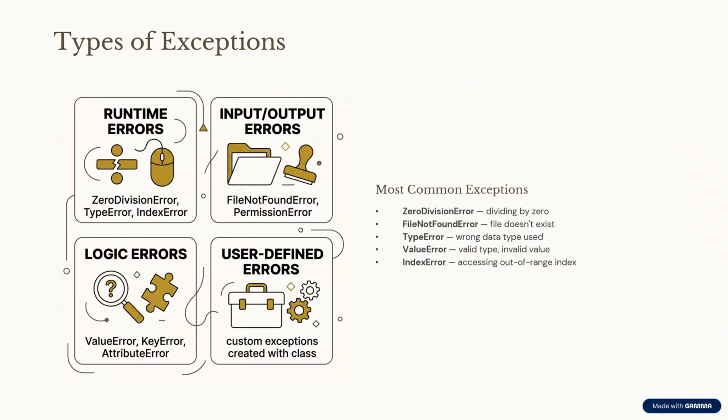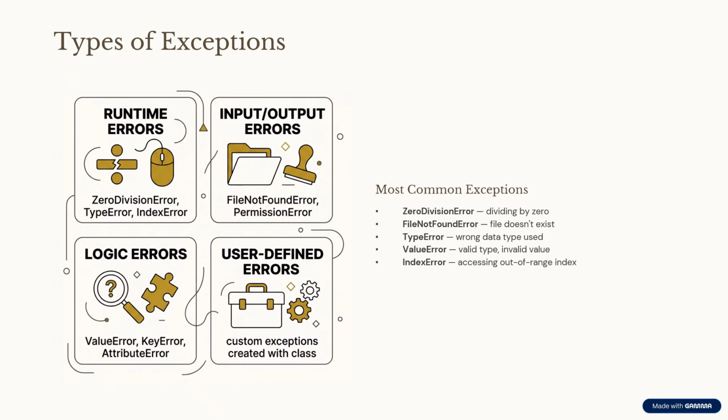The next slide is types of exceptions. The following are the types of exceptions displayed in this PPT. ZeroDivisionError occurs when a number is divided by zero. FileNotFoundError occurs when the specified file does not exist. TypeError occurs when incompatible data types are used together. ValueError occurs when the value is invalid even though the data type is correct. And the last one is IndexError. It occurs when trying to access an invalid index position in a list.